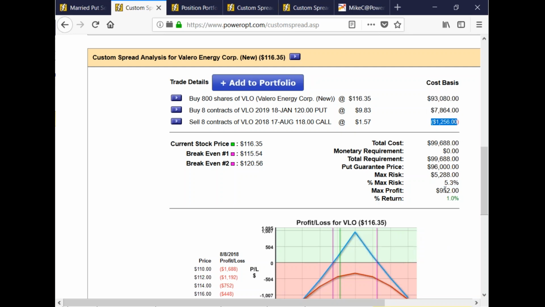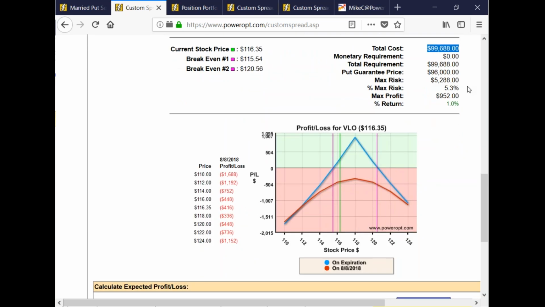If the stock's here, it's really on $952. But you did take in the $1,200. If you have 5 positions open, you'd be close to the $6,000. We're investing $100,000 here on 800 shares to do that. But again, the maximum profit's only 1%, if and only if the stock is trading right at 118. And the risk went up to 5.3%.